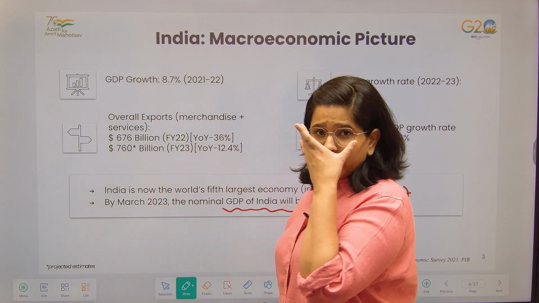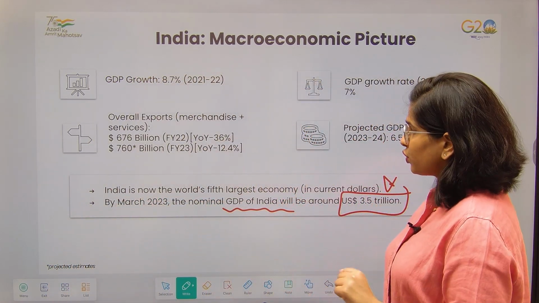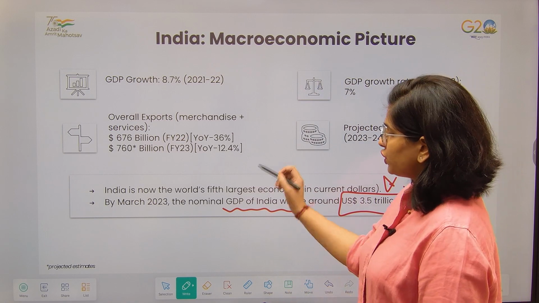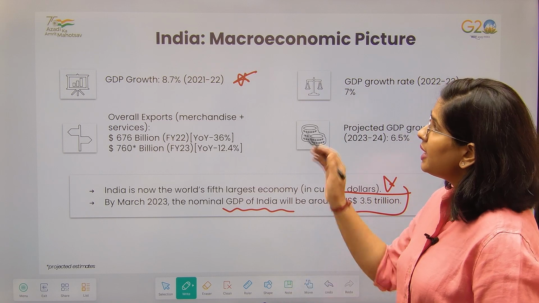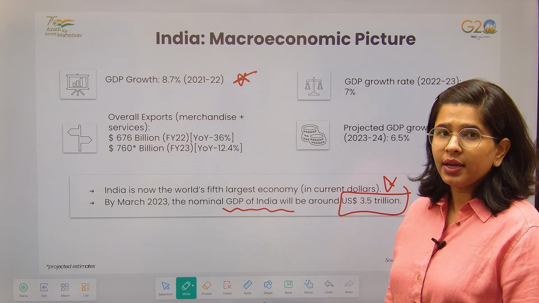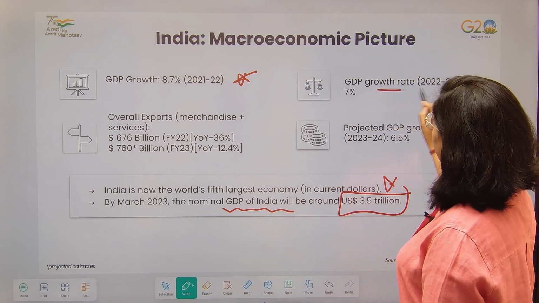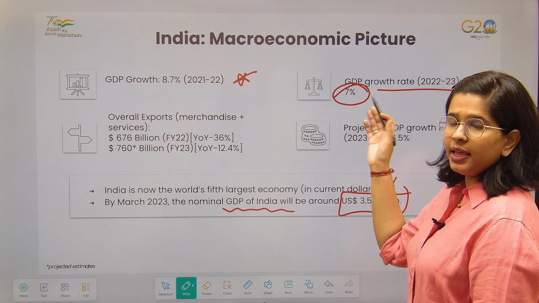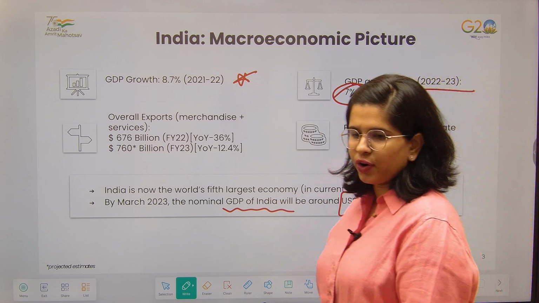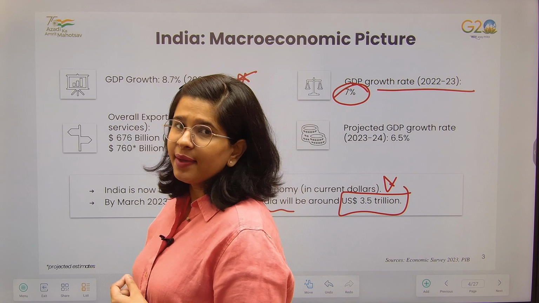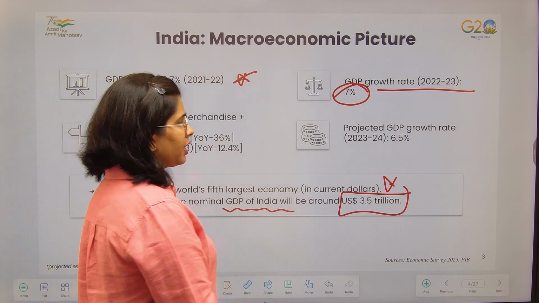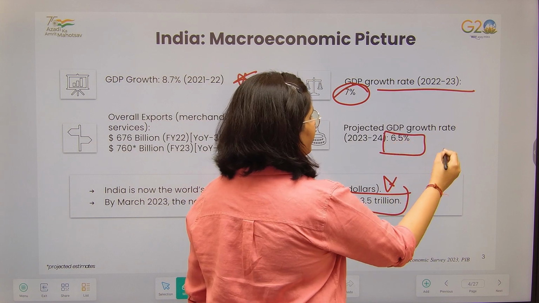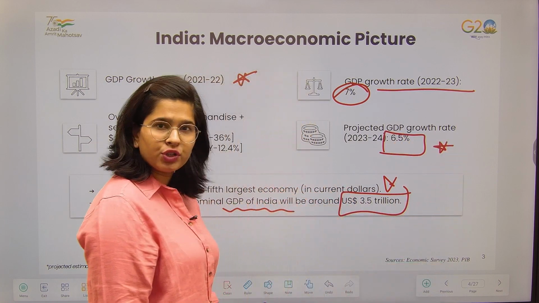Now in this particular document, there are various things that you have to focus on. The GDP growth rate has been provided by the government: it was 8.7% in the financial year 2021-22. That came out at 7% in the current financial year, which ended yesterday, correct? After that, the government is also saying that we are projecting a GDP growth rate of 6.5%. This is the government's projection.